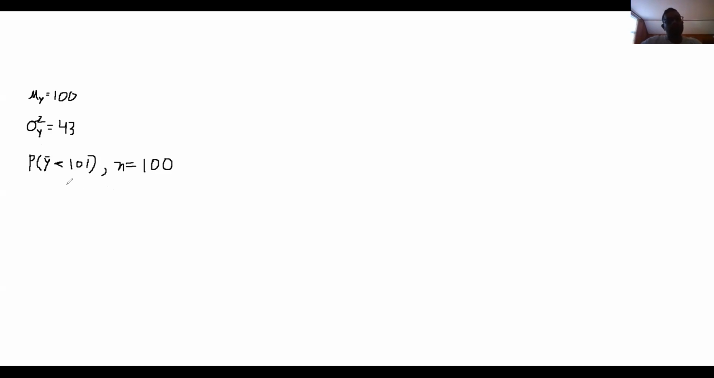So what we need to understand about this is that we are not asking for the probability of y to be under 101. Instead, we are asking for the probability of the mean of y, meaning the average. In other words, this is very different if they ask this question: the probability of y, still capital, being less than 101. This is different. This is not what we're looking for.